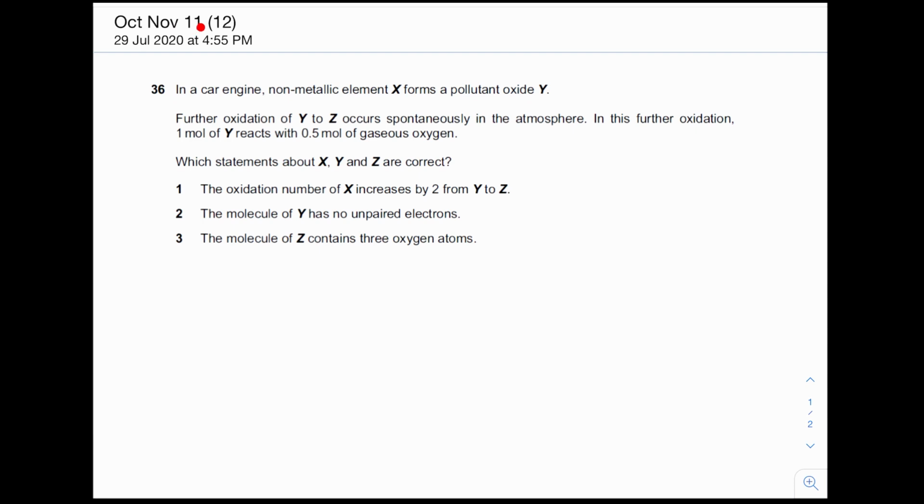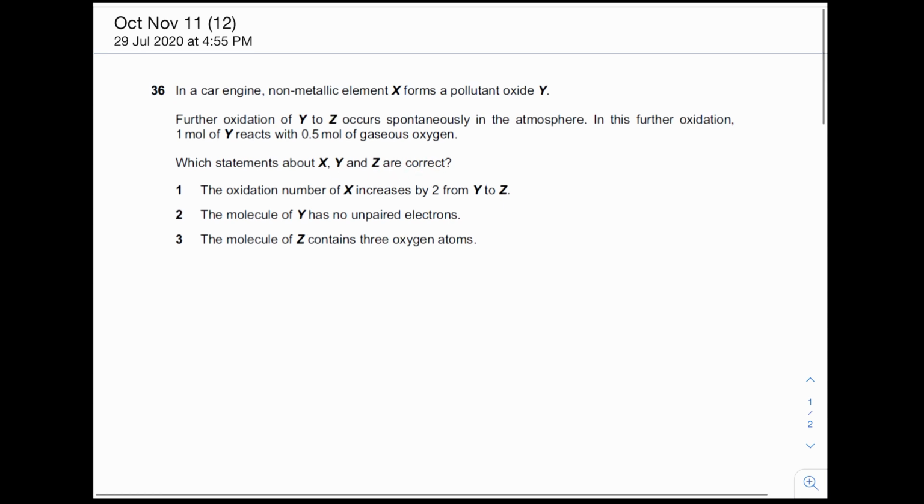Today we are going to discuss October-November 11, variant 12, question 36. This question is about nitrogen and sulfur. In the car engine, non-metallic element X forms a pollutant oxide Y. Further oxidation of Y to Z occurs spontaneously in the atmosphere. In this further oxidation, 1 mole of Y reacts with 0.5 mole of gaseous oxygen. Which statements about X, Y, and Z are correct?